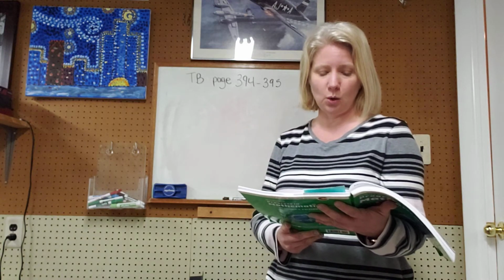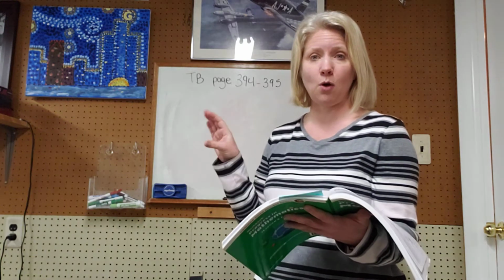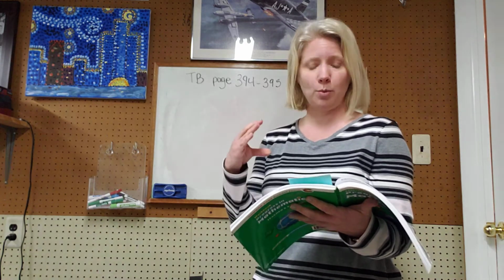Number 3, 1/5 is less than 4/5. So the open mouth went to the 4/5. Number 4, 7/8 was greater than 3/8. So the open mouth goes to the 7/8.